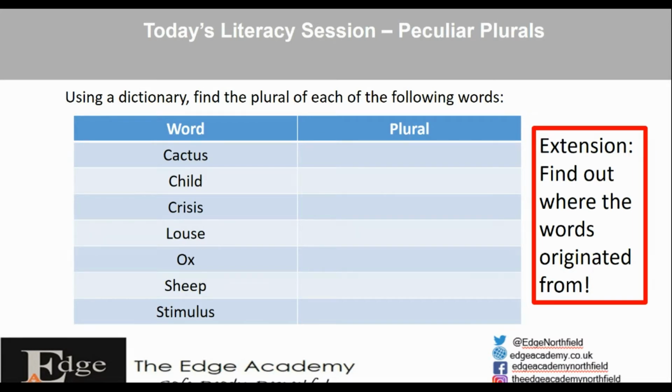So again, I want you to pause the slide where we are now, and I want you to take the time to find out the plural of those words, and also perhaps where they originated from, where they came from originally.